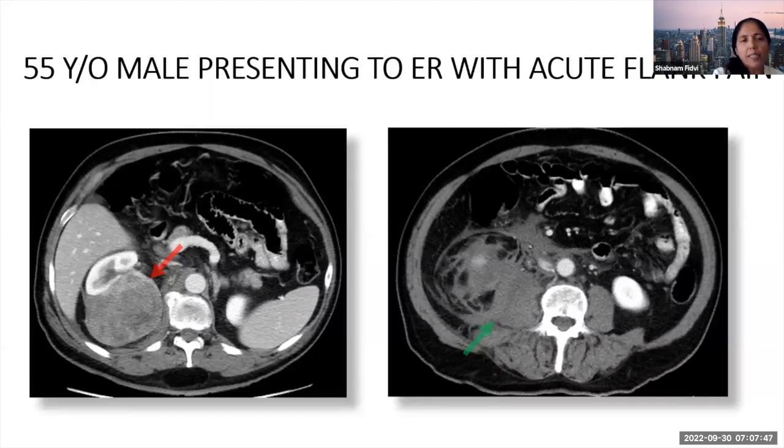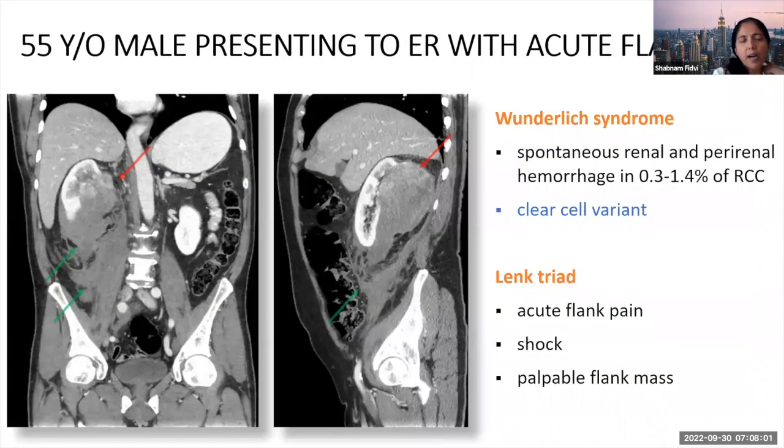The red arrow shows an enhancing exophytic right renal mass, and the green arrow, retroperitoneal hemorrhage originating from the mass, tracking inferiorly along the right psoas muscle. Same patient, coronal and sagittal contrast-enhanced images. Again, the red arrow shows the heterogeneously enhancing exophytic right renal mass, and the green arrows the retroperitoneal hemorrhage tracking inferiorly into the pelvis. There's a couple of trivia.